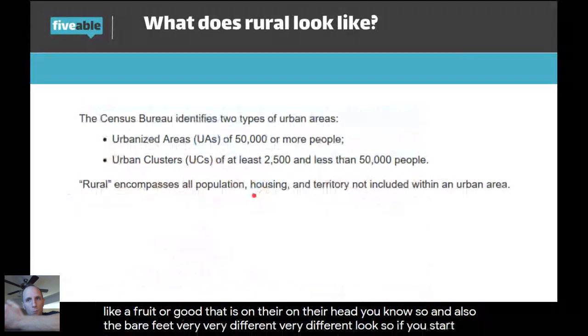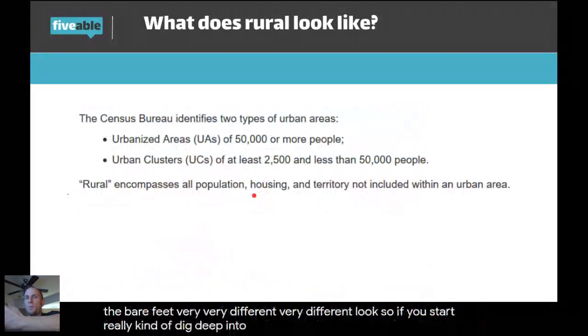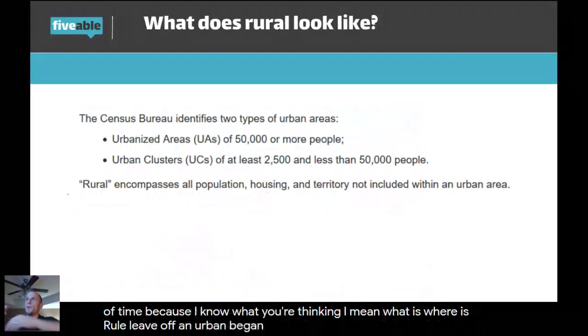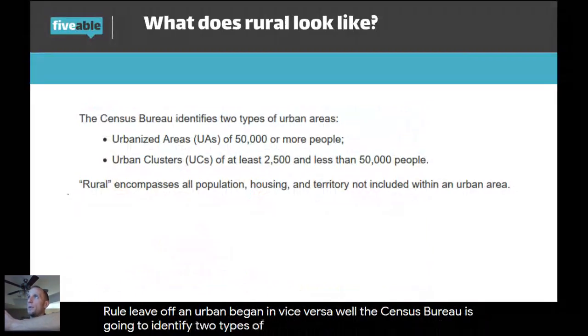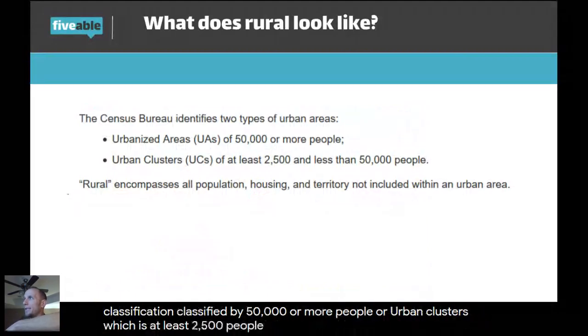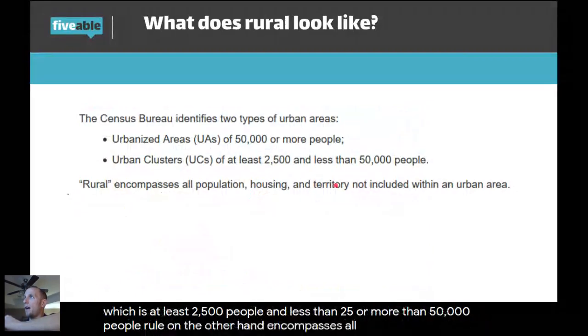So if you really dig deep into what rural and urban is, just to spend a little bit of time, because I know what you're thinking. Where does rural leave off and urban begin, and vice versa? Well, the Census Bureau is going to identify two types of urban areas: urbanized areas, which are classified by 50,000 or more people, or urban clusters, which is at least 2,500 people and less than 50,000 people. Rural, on the other hand, encompasses all population, housing, or territory not included within these urban settings.